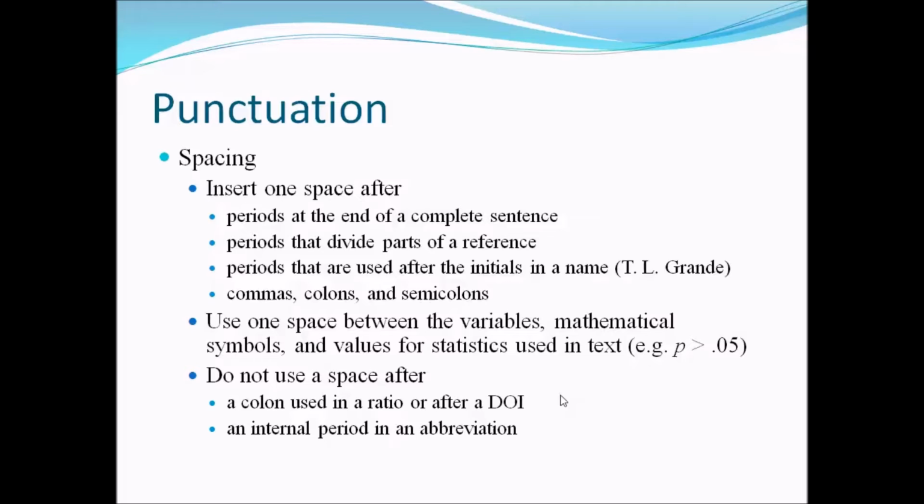Do not use a space after a colon used in a ratio, or a colon that appears after a DOI number in a reference. And you also do not want to use a space after an internal period in an abbreviation. So a common abbreviation we see in APA style is i.e., which means that is. So it'd be I period, E period. There'd be no spacing there between the I period and the E.